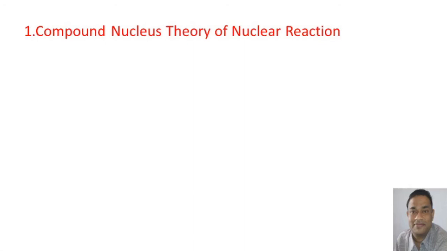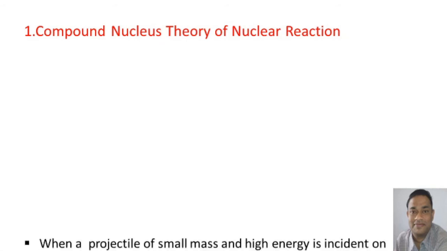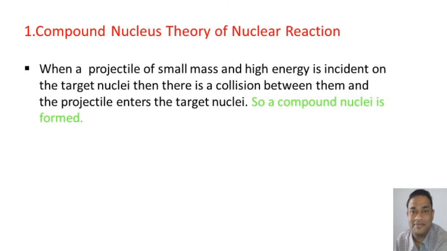Now there are two theories which explain the nuclear reaction. The first one is the compound nucleus theory. According to the compound nucleus theory, when a projectile of small mass but very high energy is incident on the target nuclei, there is a collision between the target nuclei and the projectile, and because of the high energy, the projectile enters into the target nuclei. So now the target nuclei and projectile have combined, and we get a compound nucleus.